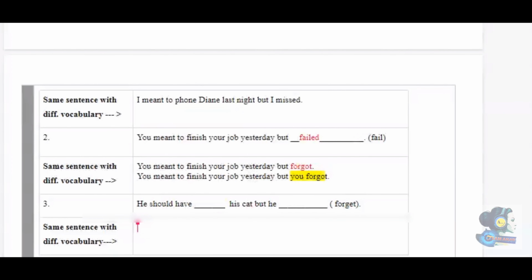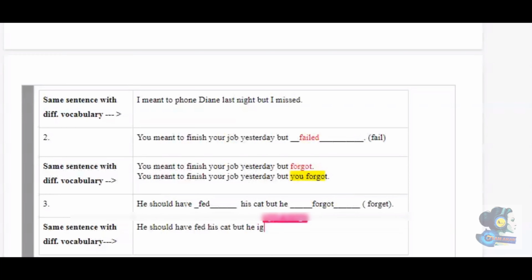Okay. So let's have the third part. He should have blank his cat, but he blank. The verb is forget. Yes, thank you for that. And the next verb is forgot. Okay. So, what do you think is a word that has similar meaning with forgot? Okay, that's fine. But let me think another one. But he, let's say, ignored. Okay. Can you read a sentence, please?